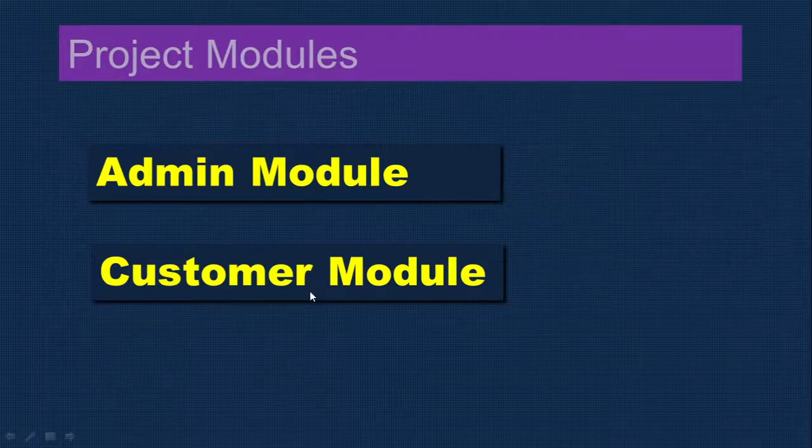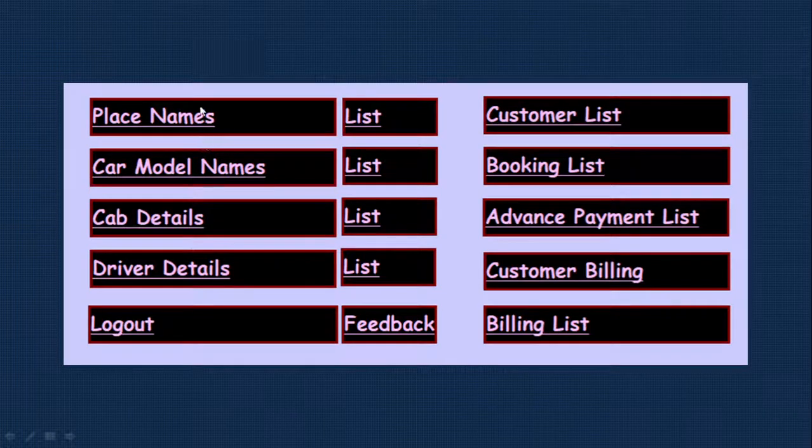Now let us look at what options we provide in the admin module. In the admin module, there is a place name, and the corresponding list will come. That means we can enter the places where the cabs can go. So that is the place names and the corresponding list. Then car model names and the corresponding list. Model means what are the different model cars we have. If you take Maruti Swift, if you take Toyota, there is a company. Then cab details. Here is the individual cab with the vehicle number, what model it is and what facilities it has. All these details we can enter in the cab details, and the corresponding list will come.